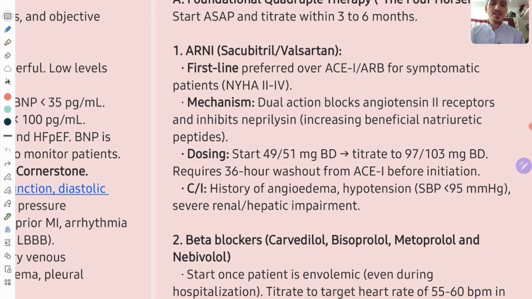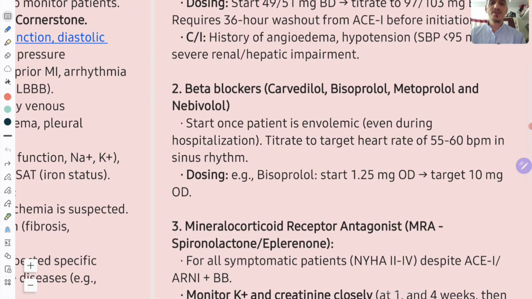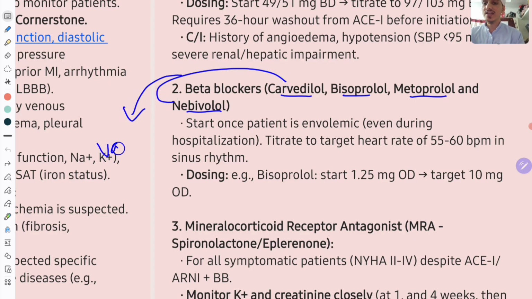Okay. Then the next important drug, very important, beta blockers. They also reduce the mortality of patients with heart failure. Namely these are carvedilol, bisoprolol, metoprolol and nebivolol. Nebivolol and carvedilol, in addition to having specific beta 1 blocker activity, also have vasodilator property. Nebivolol by nitric oxide, it increases nitric oxide, so that's how it causes vasodilation. Because of that dual action, mostly these two are preferred for cardiac failure patients. Otherwise we can also use bisoprolol, metoprolol.